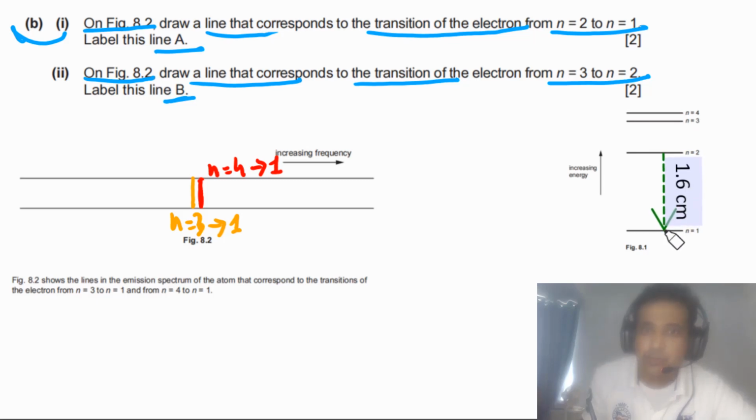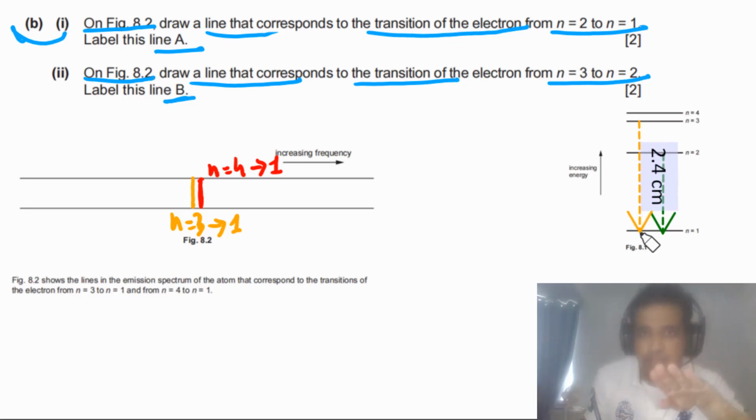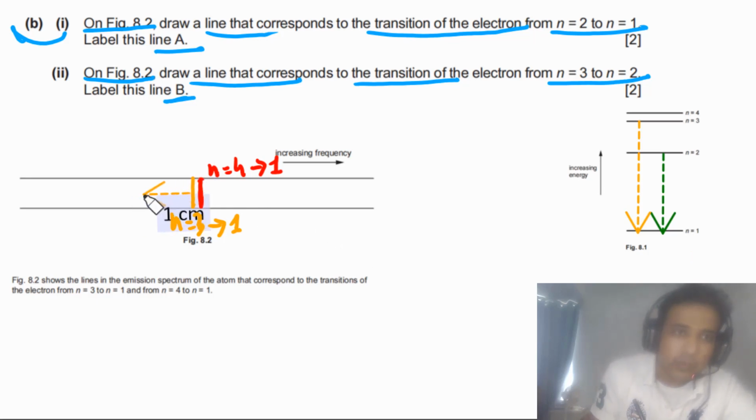This is 1.7 centimeters. We can draw a line from N3 to N2 as well. So this is N3 to N1, and this is 2.4. So we have 1.7, we have 2.4, so it means 0.7. So we can draw a line from here, 0.7. So we can make it a bit smaller. So this is 0.8, so this is 0.7.